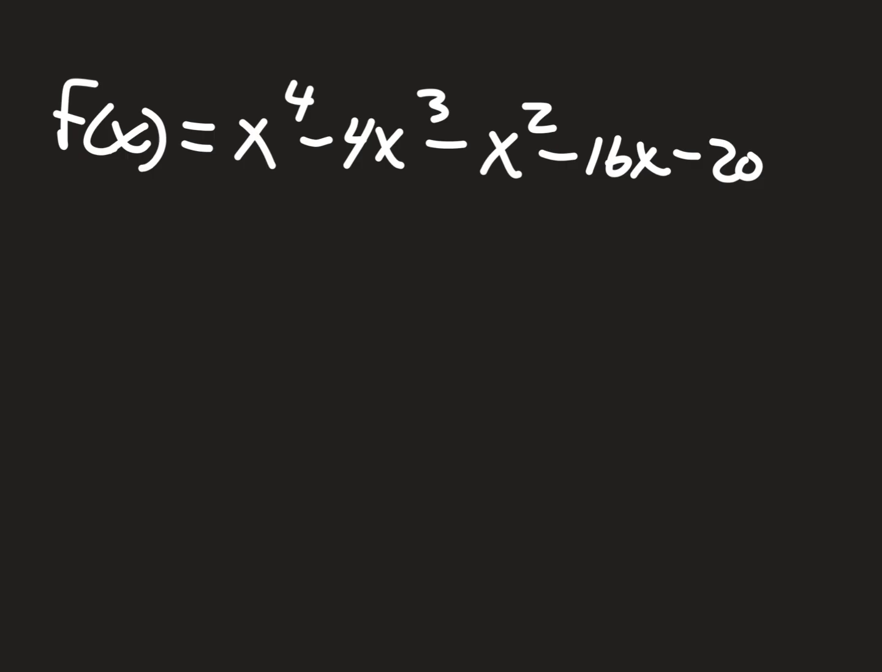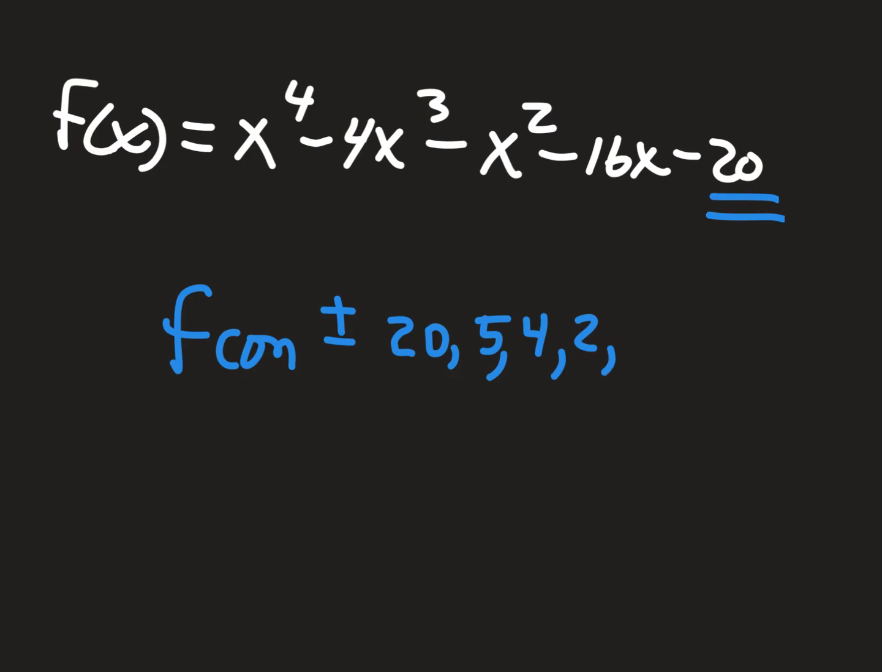Now, the sucky part is I have to figure out all the things that could work. FCon over FCO is kind of irrelevant in this case because it's a 1, and I'm going to divide by 1. I'm going to skip that. So it's just the factors of the constant, and it's plus or minus of those. And it could be negative 20 or positive 20. It could be 5, because 5 goes into 20. It could be 4, it could be 2, it could be 10, and it could be 1. That's insane.